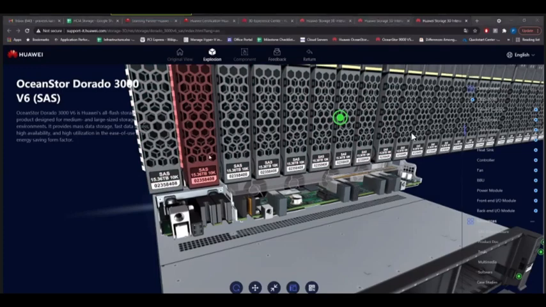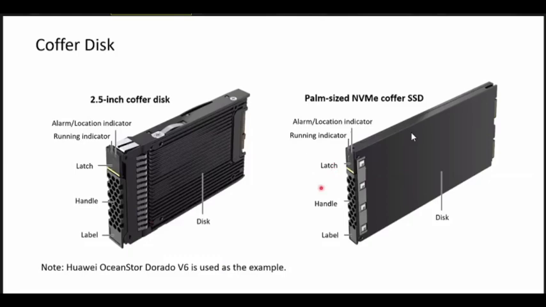This is something you do manually, of course, when you initially set up the storage. So for the 2.5-inch Coffer disk, you'll have your alarm indicator and running indicator. That will be on the disk itself, on the latch, the handle, and the label. The handle will actually come with the Huawei storage product. So if you can see properly, the disk here, basically this is the handle, right? This whole part here is the handle.